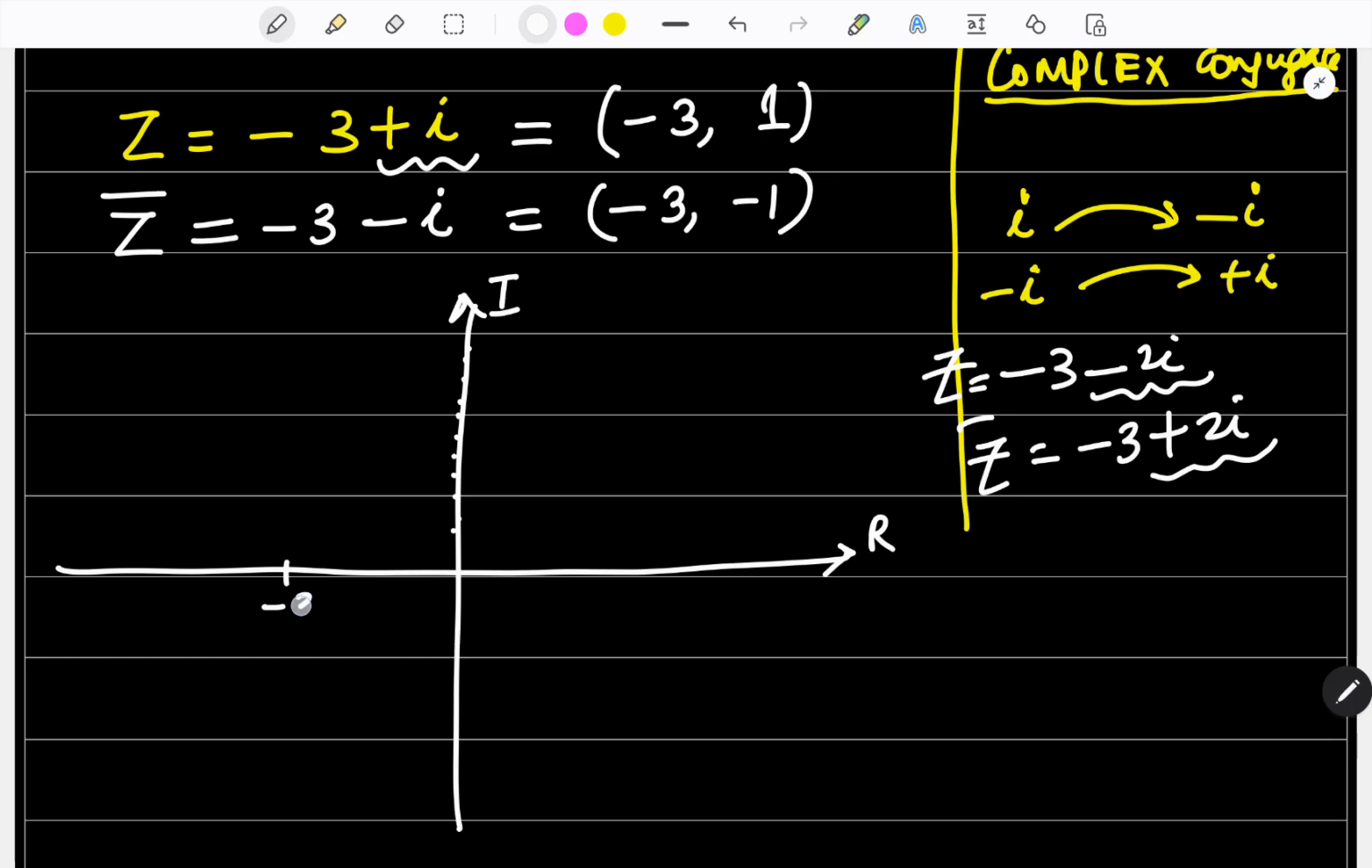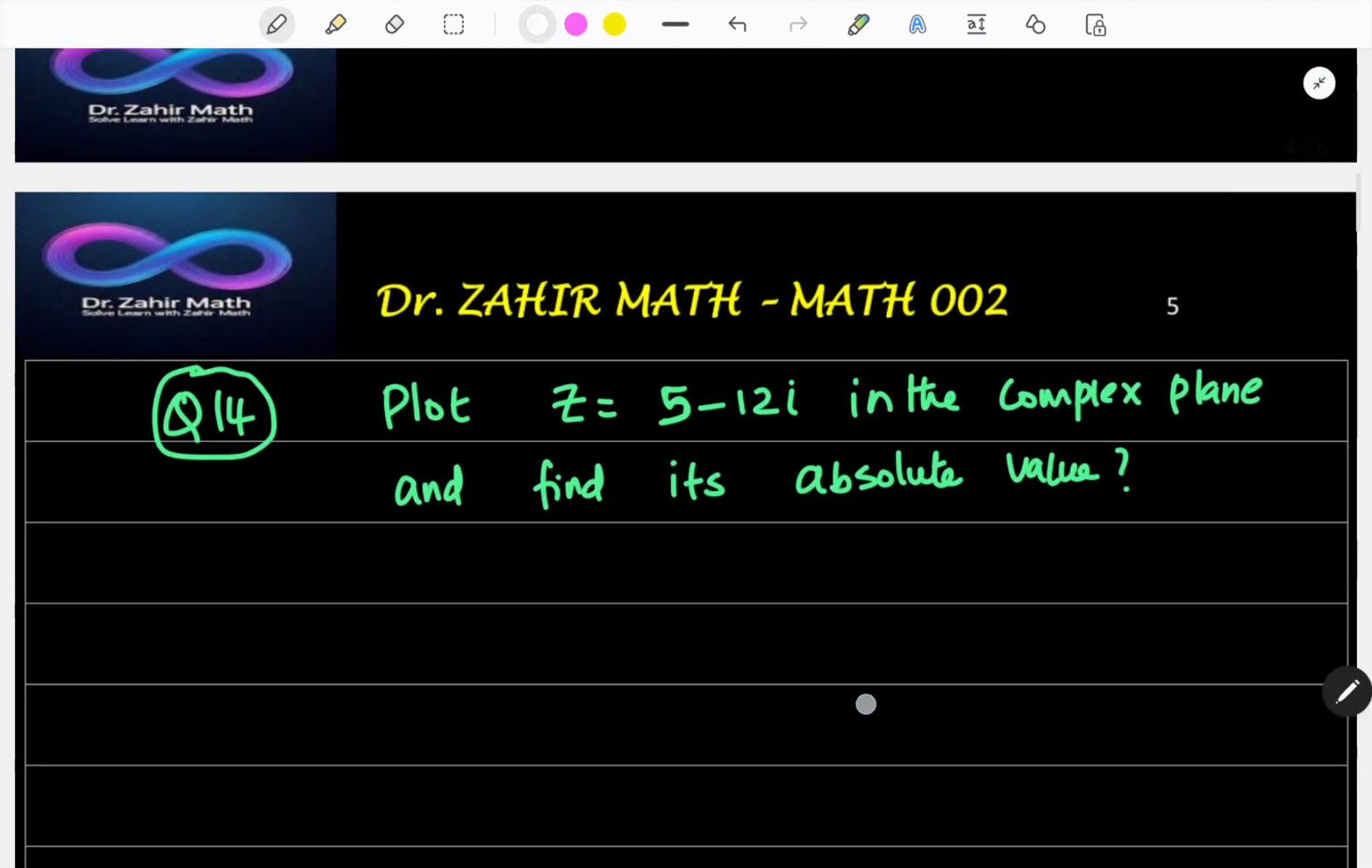So where is minus 3? Minus 3 is here, right? Where is 1? Here is 1. So this point is what? Minus 3 comma 1. Where is minus 3 minus 1? This point is minus 1. So this point is what? Minus 3 comma minus 1. So this is called what? Plot. Very, very easy.